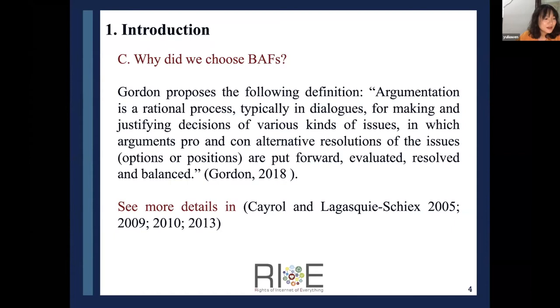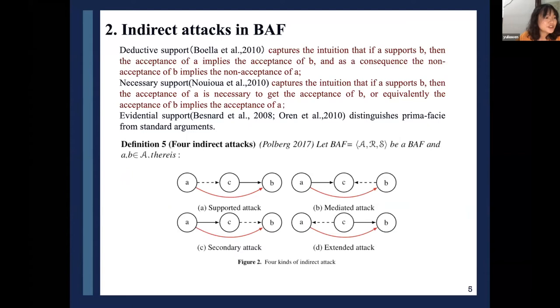Based on the above, some new questions come out. For example, how to calculate the semantics of BAFs and how to compare them. And indeed, it remains controversial how to use support relations to compute extensions. The notion of support is much more diverse than attack, so there is much less consensus on the interpretation of support, and each variant of support can be used for different applications. According to the existing literature, most authors distinguish deductive support, necessary support, and evidential support.